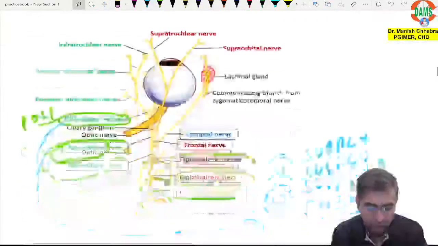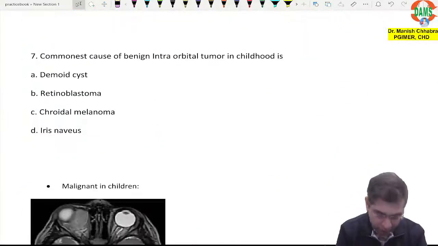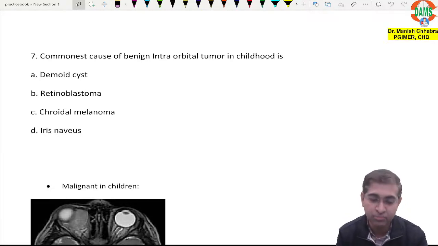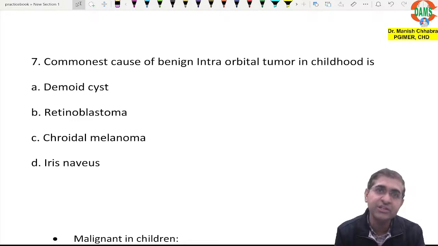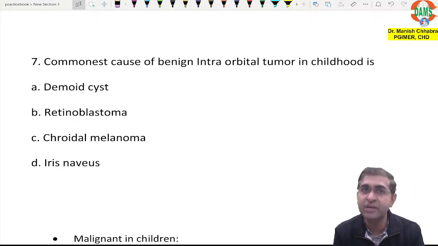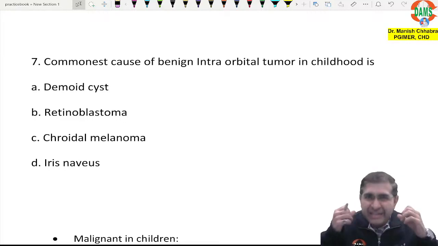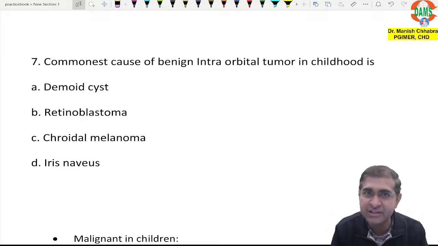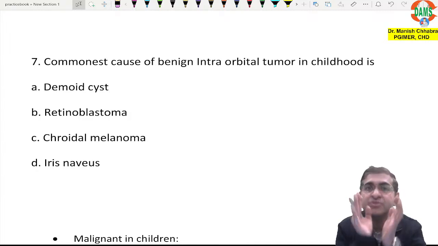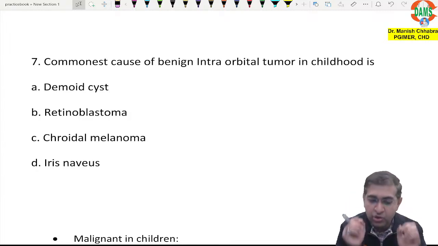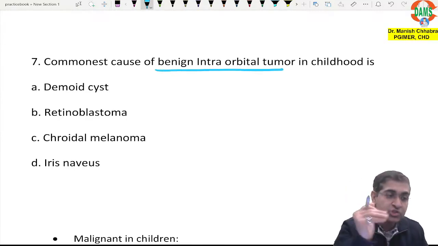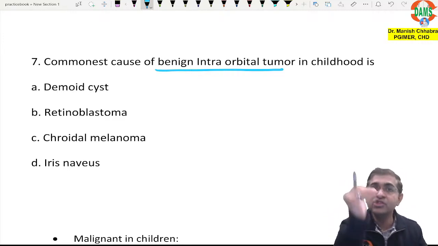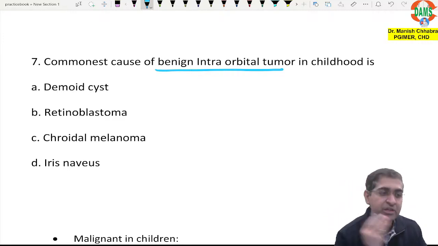Okay. Now, coming over to our next question. Commonest cause of benign intraorbital tumor in childhood. Now, as I always say in the class, in our country, if you are not getting hara dhania and hari mirchi free with vegetables, you don't have a real feeling of buying vegetables, isn't it? So this question I purposefully added because we are not only going to answer benign intraorbital tumor in childhood, but also the other tumors which are associated and are your previous year questions.